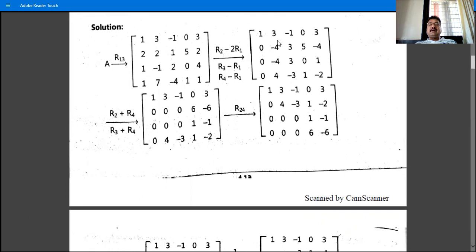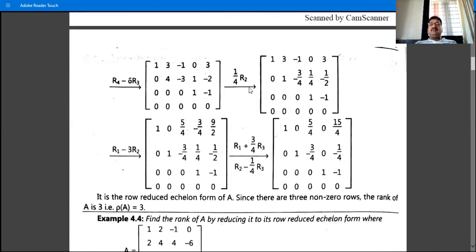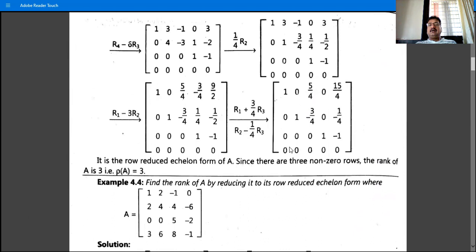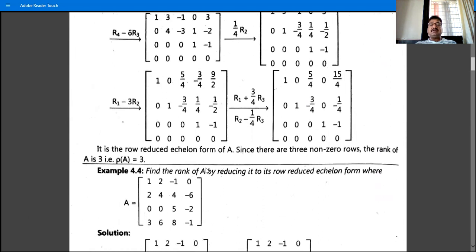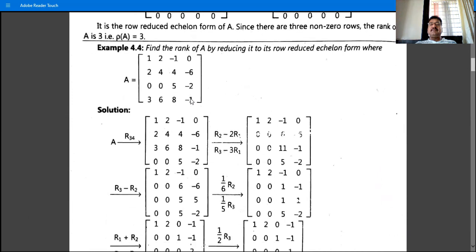we have to reduce this minus 4 to 1. So we can reduce this minus 4 to 1 by minus 1 by 4 R2, or directly we apply this operation. So we have 0, and after all the transformations, we have this reduced row echelon form, and this matrix contains 3 non-zero rows, and so rank of A is 3. Similarly, find the rank of this matrix.